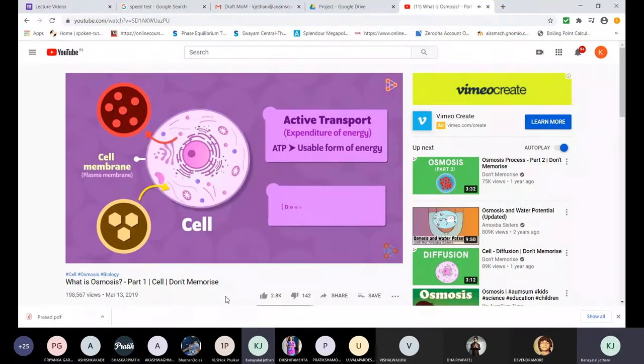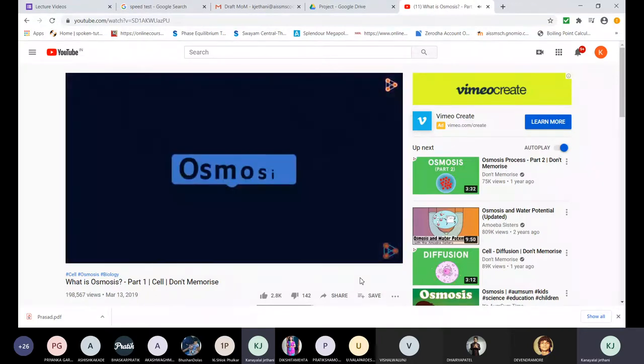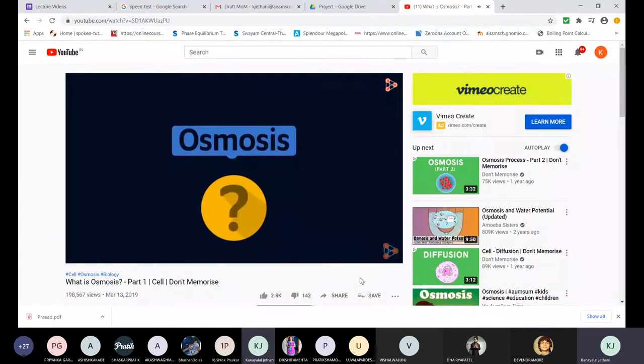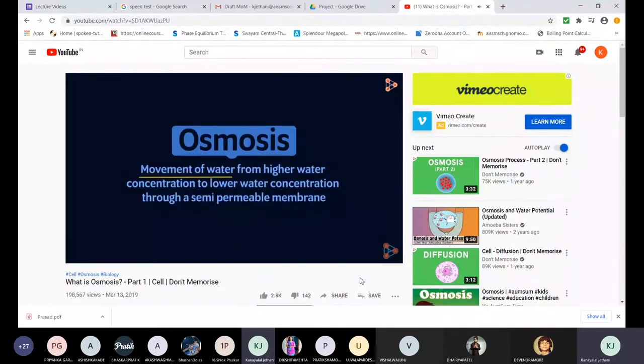On the other hand, diffusion does not require energy. Hence, it's a type of passive transport. So, movement of molecules without spending energy, as in the case of diffusion, is passive transport. Similarly, movement of molecules across the membrane with the expense of energy is active transport. Now let's get to know one more interesting concept named osmosis. Have we ever come across this term osmosis? Well, quite often. But what exactly do we mean by this? Osmosis is defined as the movement of water from higher water concentration to lower water concentration through a semi-permeable membrane.